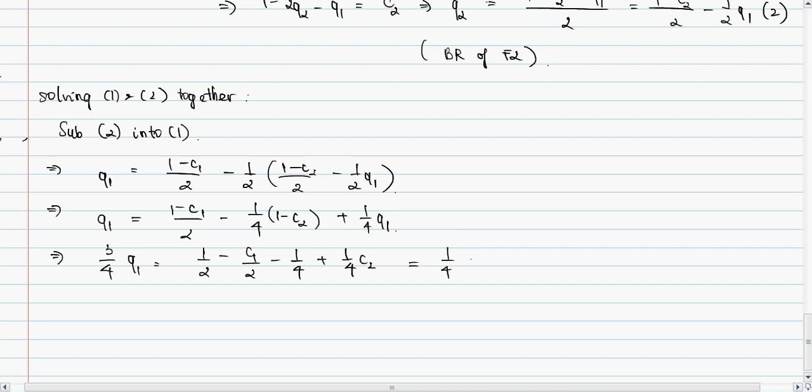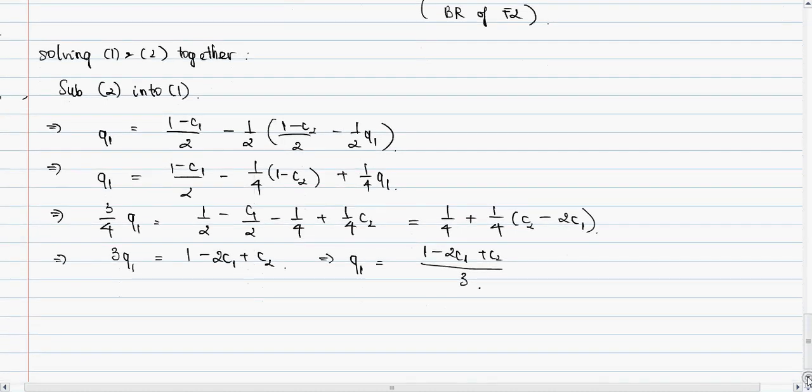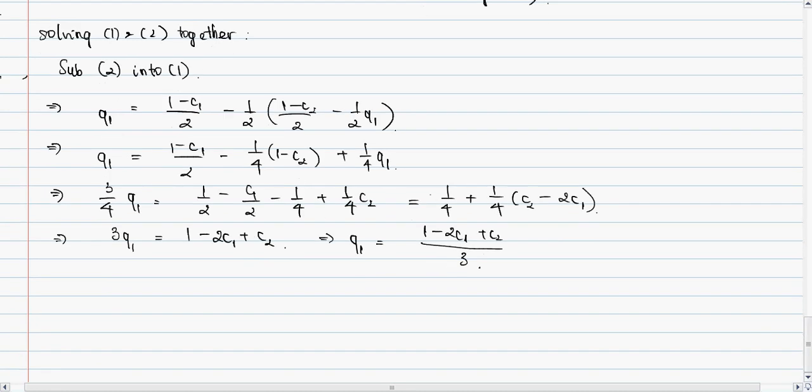So that would be a quarter plus a quarter C2 minus 2C1. And therefore, if I multiply 4 on both sides of this equation, I'll get 3Q1 equal to 1 minus 2C1 plus C2. And therefore, Q1 will be equal to (1 minus 2C1 plus C2), the whole thing divided by 3. Okay, so this is the amount of Q1 going to be produced by firm 1 in order to maximize the profit of firm 1.